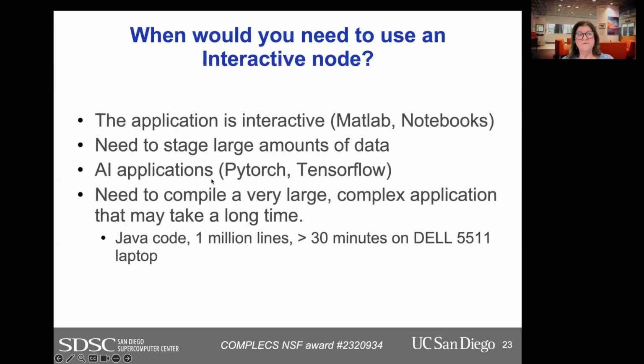All right, when would you need to use an interactive node? If you're using something that requires interactivity with a lot of data, like MATLAB and notebooks, or you need to stage a large amount of data, AI applications, or you need to compile something very large and complex. There are applications that can take 30 minutes or an hour or 2 hours to compile, and sometimes those are even done as batch jobs.